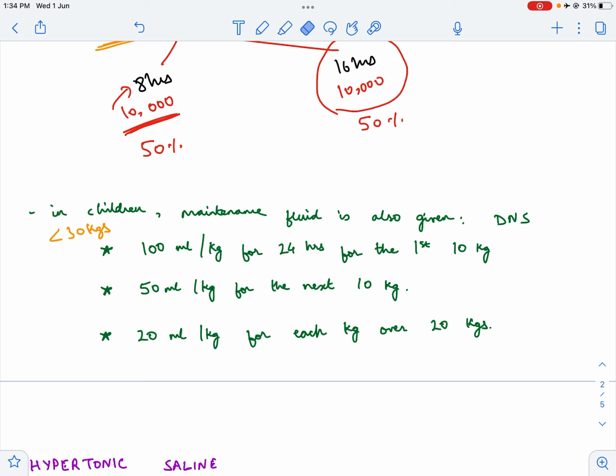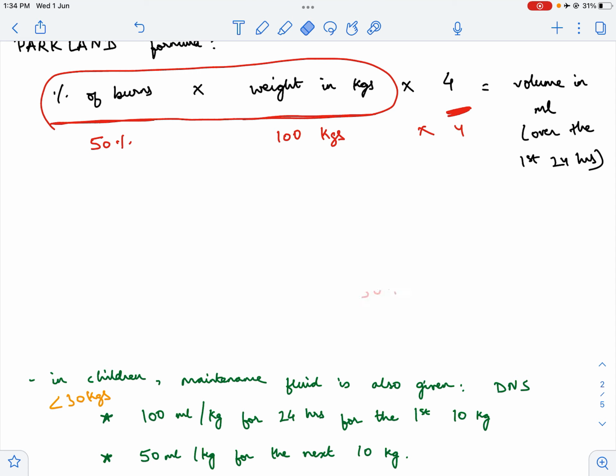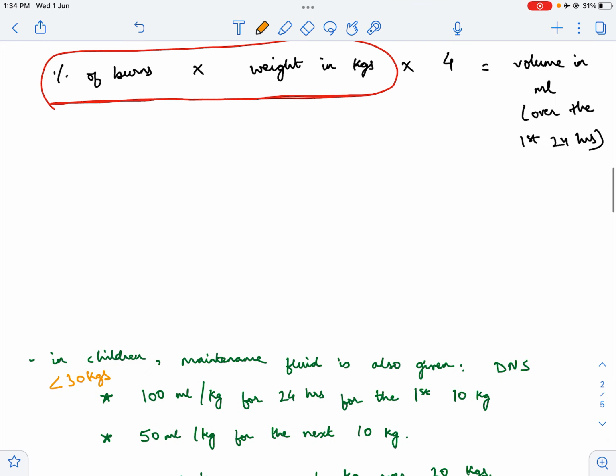So let us say we have a child who is 30 kgs. He suffered 50% burns, 30 kgs into 4. So this would mean 5 4s are 20, that is 6,000 ml. So this 6,000 ml you will give in the first 24 hours.